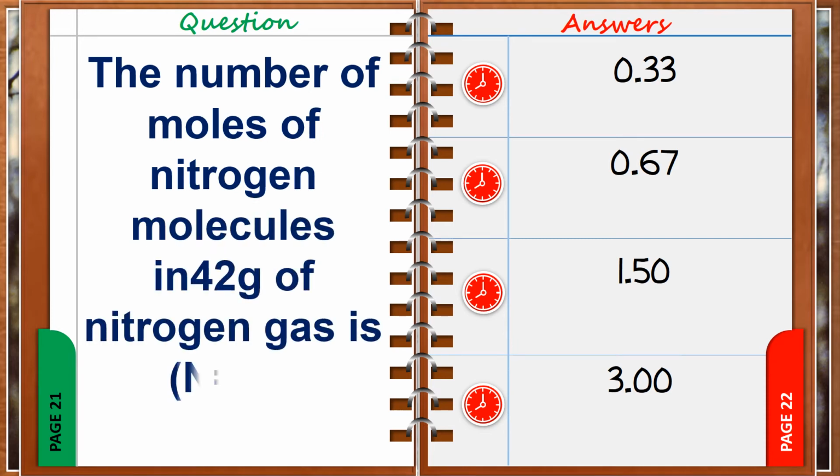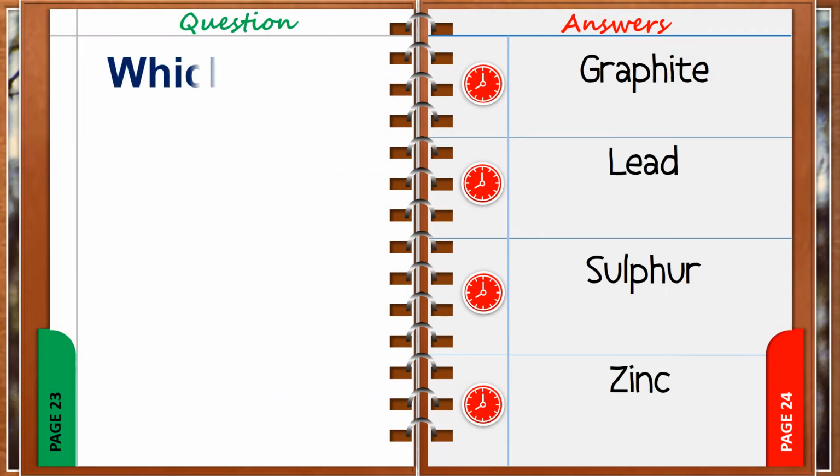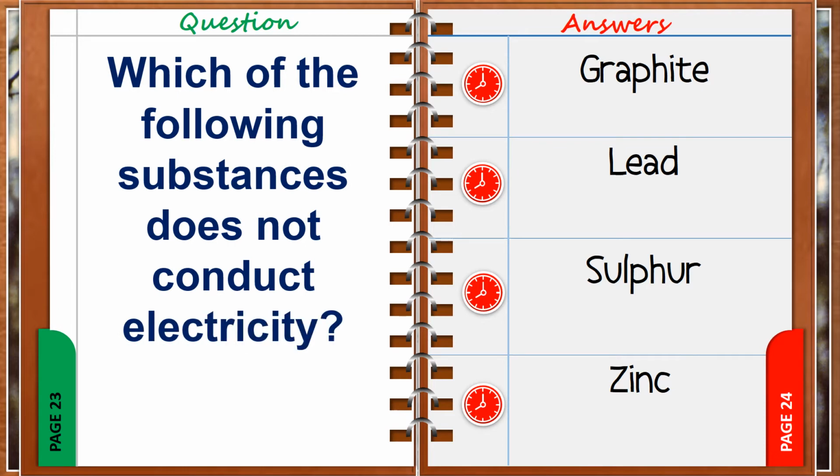The number of moles of nitrogen molecules in 42 grams of nitrogen gas is, given that nitrogen equals 14? Which of the following substances does not conduct electricity? Sulphur.